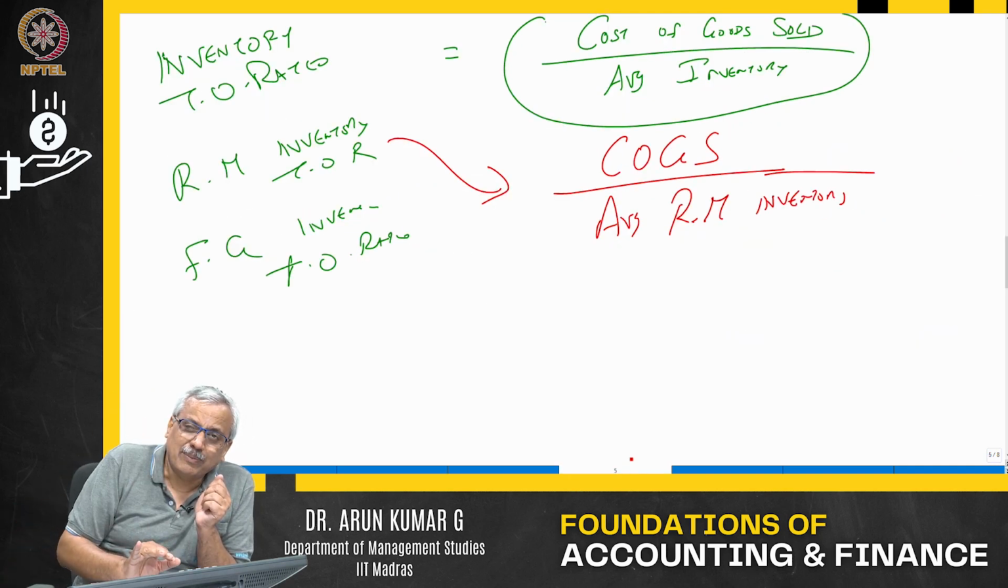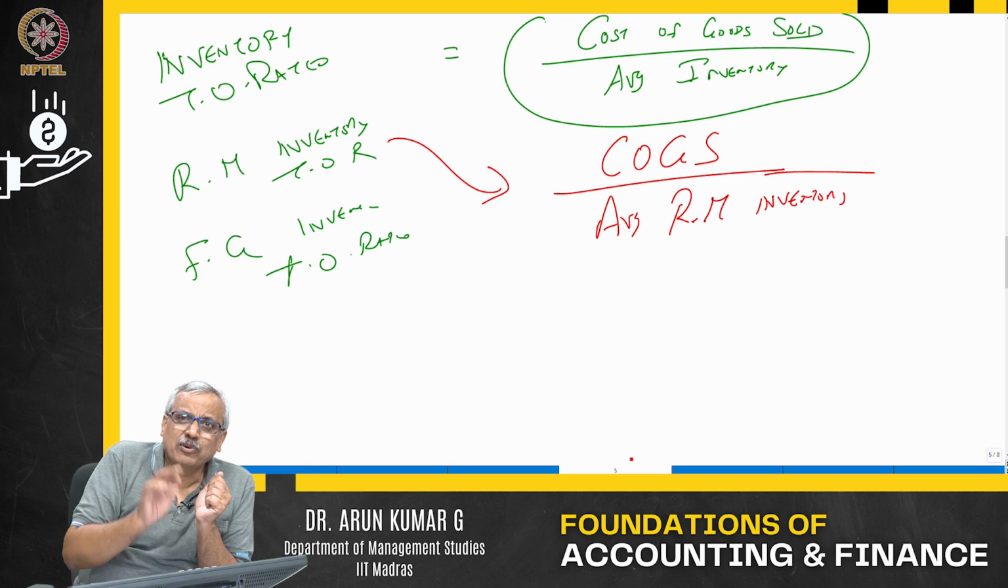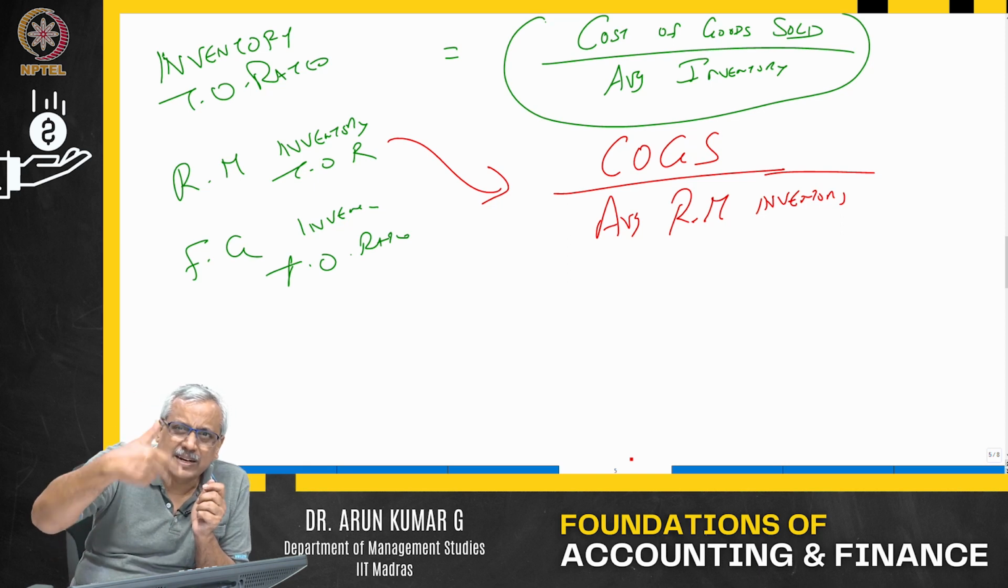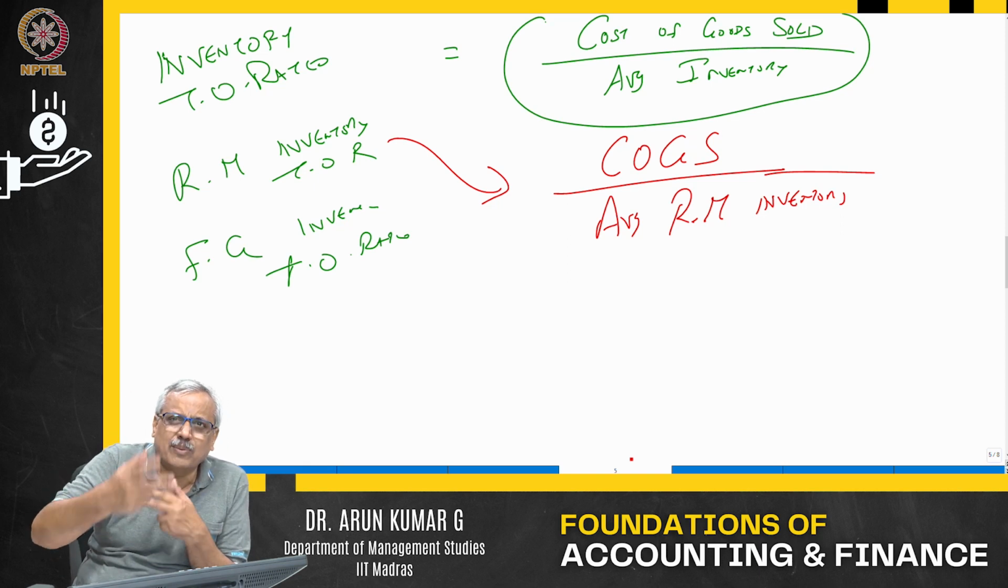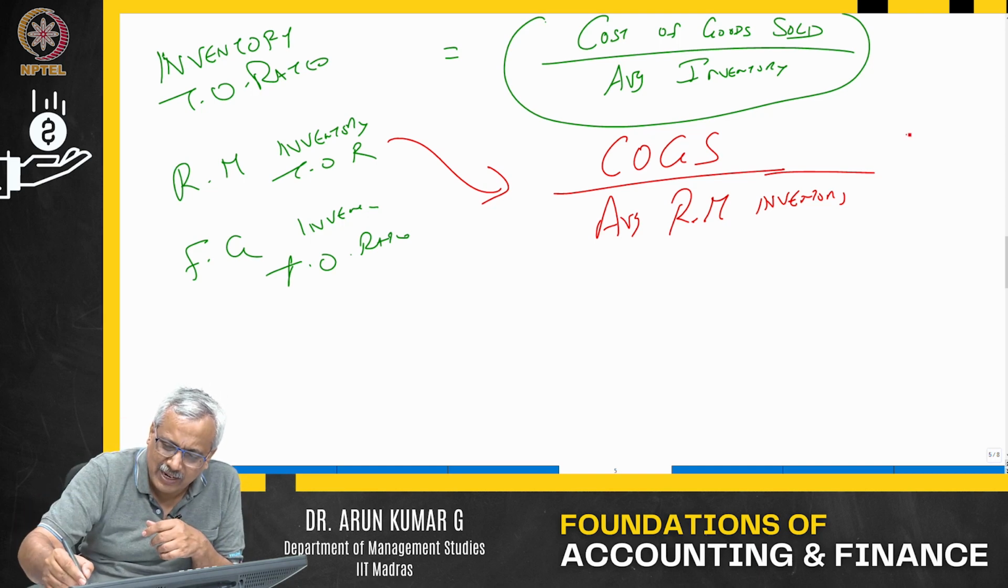Now, what I am trying to do here is I am not looking at the return on the investment. I am looking at how quickly the raw material is getting utilized, how many times the raw material is getting multiplied in the process. That is what I see when I do this.